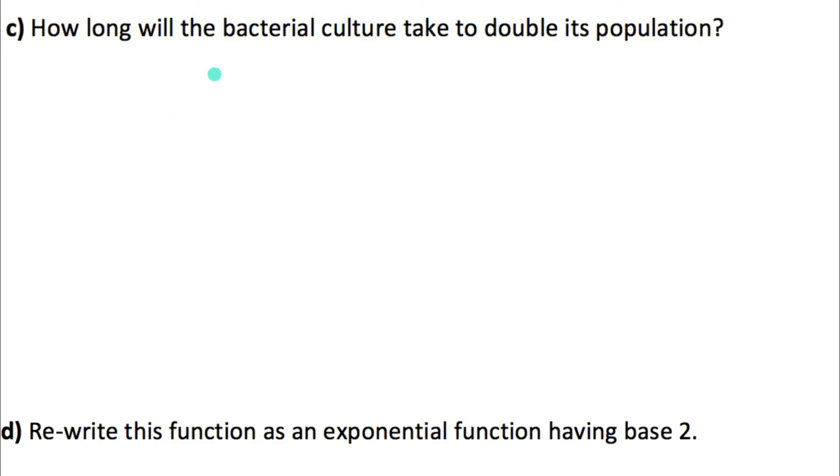Part C says, how long will the bacterial culture take to double its population? Well, let me rewrite the original function here. So we know the initial population was 200. We solved for that in part A. We want to know how long until it doubles its population. So basically it's saying how long until the population gets to 400. So we'll set the population to 400 and solve for t.